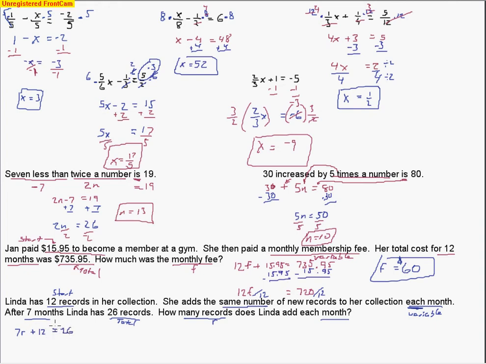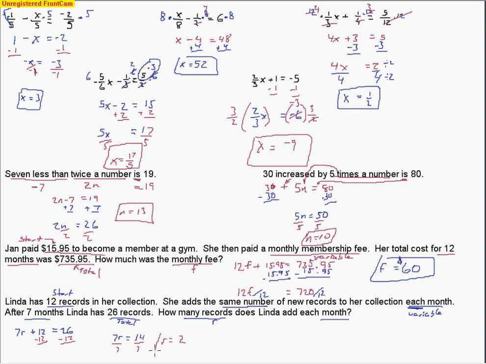So you see, she started with 12. She's adding some records every month, the same number. So 7 months times the number of records she adds, and it equals 26. So to solve this, we're just doing opposite operations. Subtract 12 from both sides. So now we're left with 7R equals, this gives me 14. And then we just have one division problem to do. So we'll divide by 7, and we'll have our answer. R equals 2.